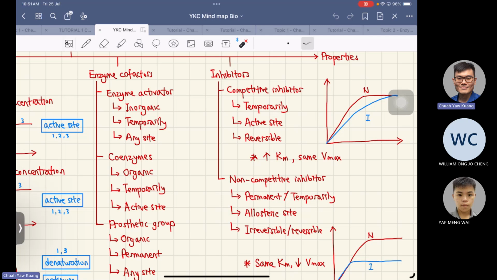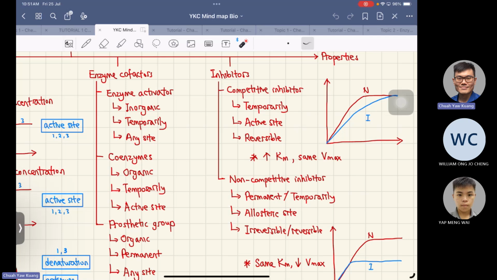So that's why I didn't further categorize it, but I just tell you that under the competitive inhibitor, most of the time they are reversible at the same time. For non-competitive inhibitor, most of the time they are irreversible, but there are chances that these non-competitive inhibitors are reversible inhibitors at the same time. Hopefully that will reduce your confusion.